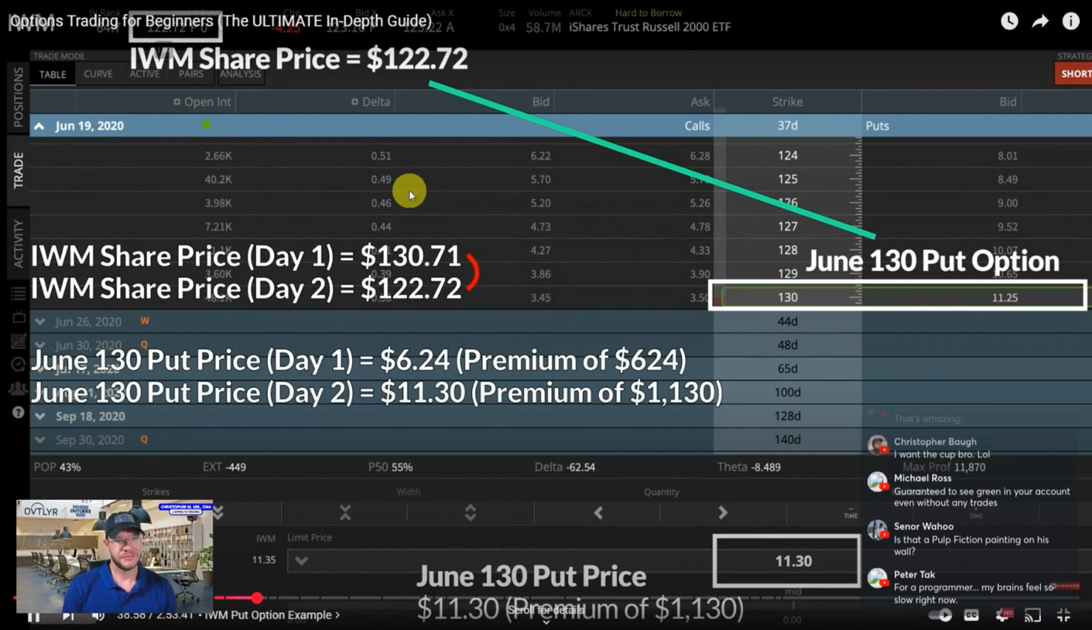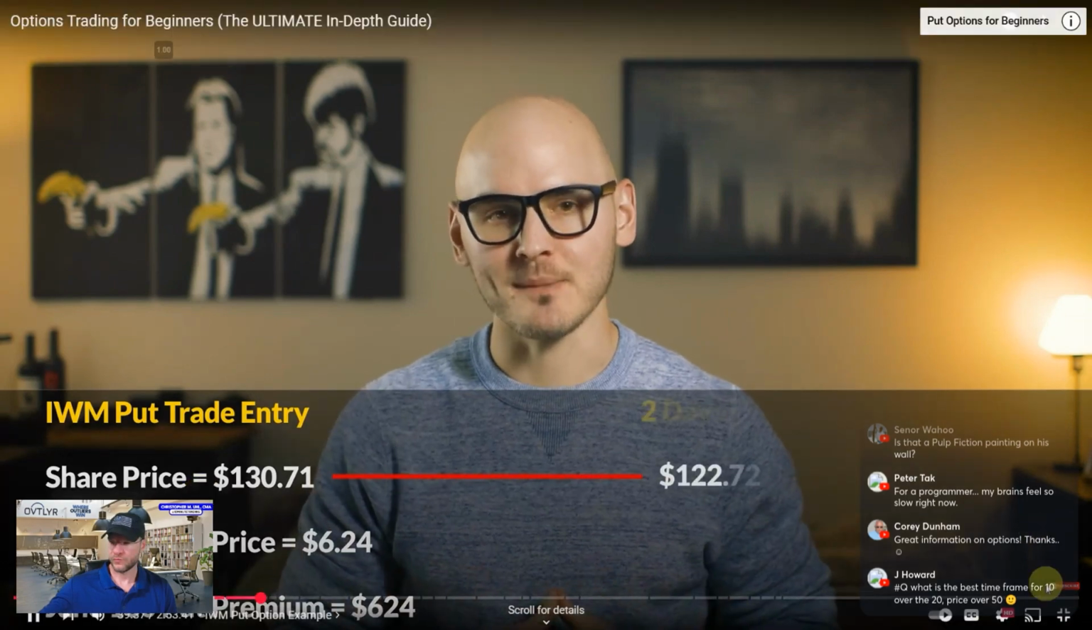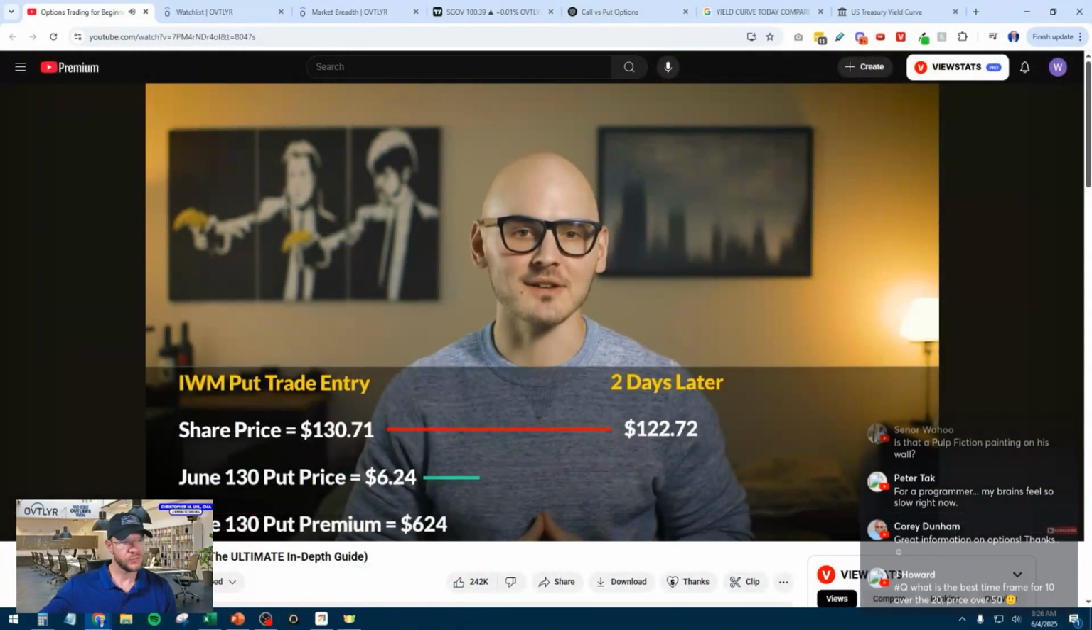And now that this option can actually provide a benefit to the buyer of that option, meaning that if I bought this option a couple days ago for $624 in premium, and now the share price is 122.72, which is way below the strike price of 130, I could use my put option to sell shares of stock at 130, which is immensely valuable because the stock price is currently well below that at 122.72. But remember earlier, I said that you never have to exercise an option to realize the profits.